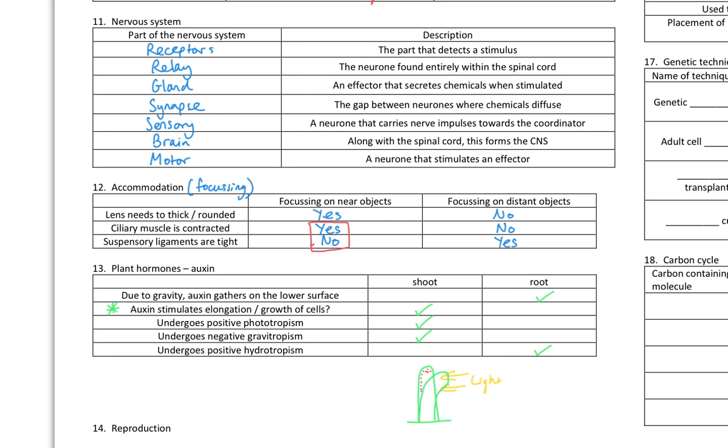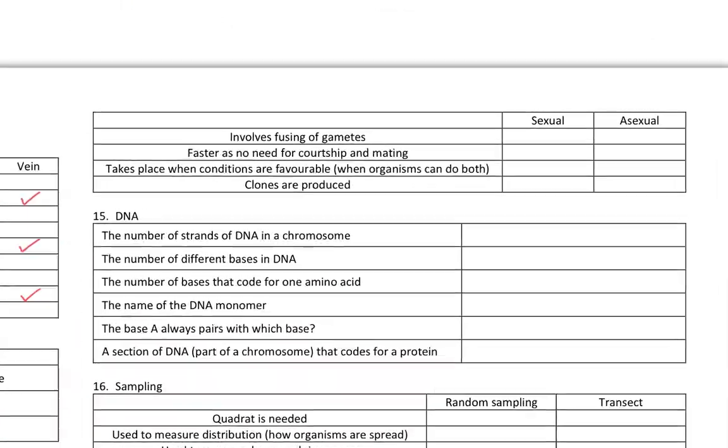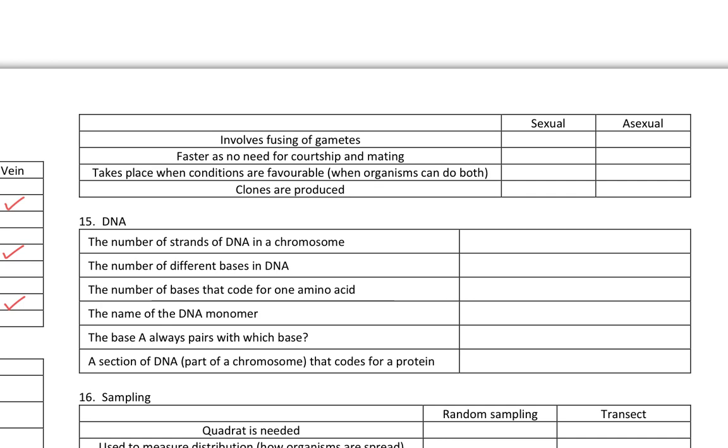Next is reproduction. I've chopped off the heading, sorry, but never mind. So let's go back to red. Involves fusion of gametes. Yes, sexual does. Asexual, you only need one parent. Faster, has no need for courting and mating. Yeah, asexual is far faster.